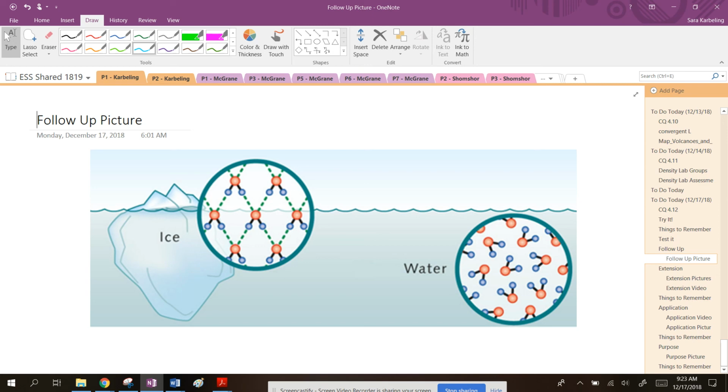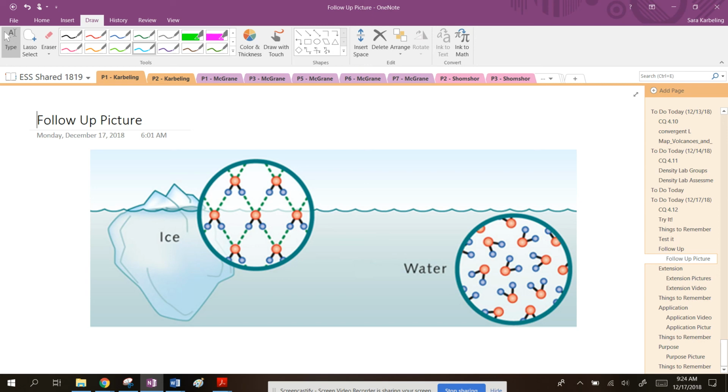Ice. Water. What do you notice about these two pictures? What's different, guys? What do you see? It is for sure more organized. I absolutely agree. It's more organized because it's crystallized, right? And what else do you notice about how squished together or spread apart these little molecules are? Water is very squished. They're much more squished together, aren't they?